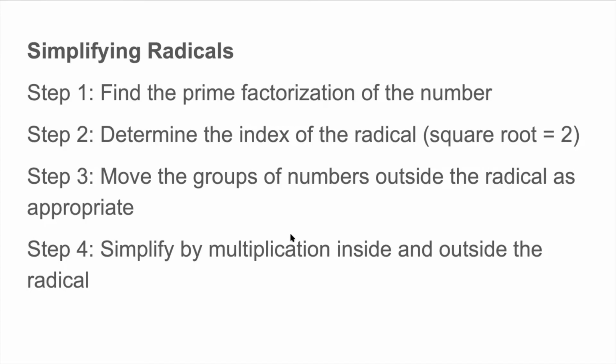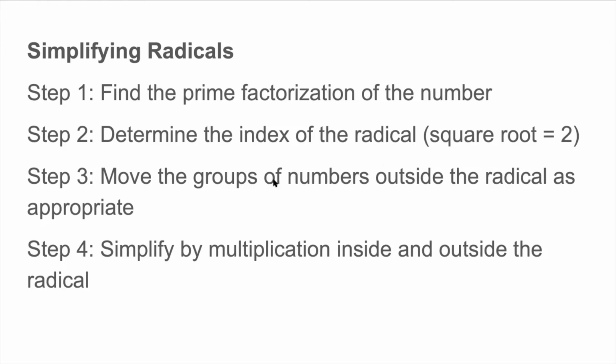So here are the steps below for how to tackle one of these radical problems, and then we'll go through a few practice problems. The first step is to find the prime factorization of the number. If you don't know what prime factorization is, I encourage you to check out my prime factorization video where we specifically talk about this concept. Step 2 is going to be to determine the index of the radical. So again, for square roots, that's going to be 2, for cube roots 3, and so on. That really depends on if you can actually pull things out of the radical.